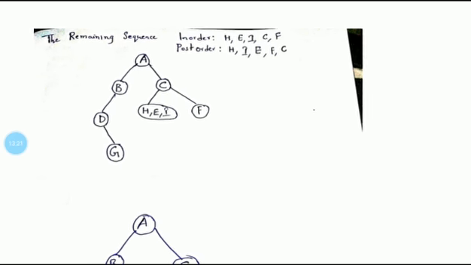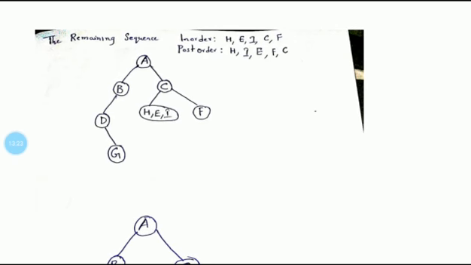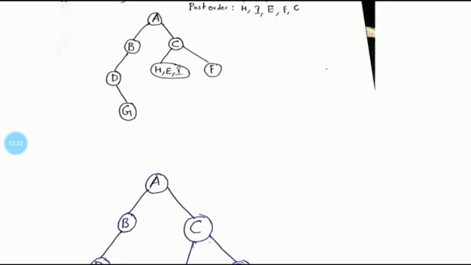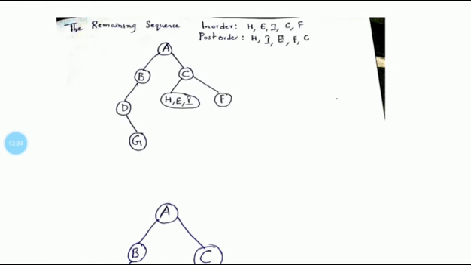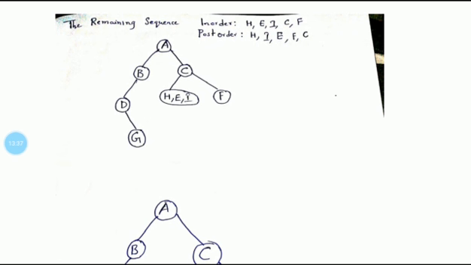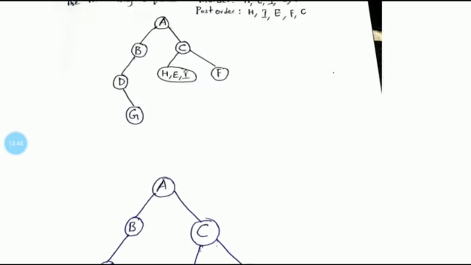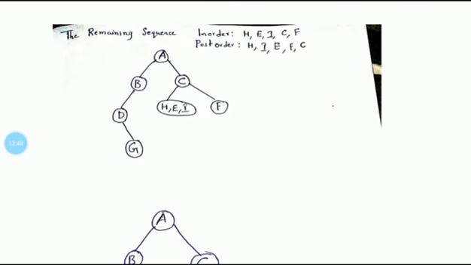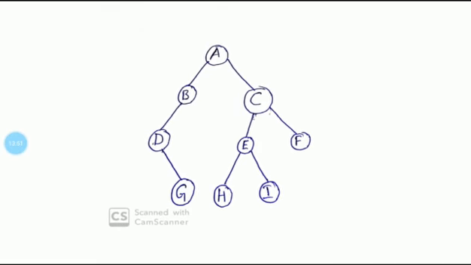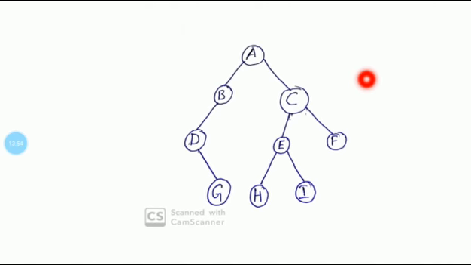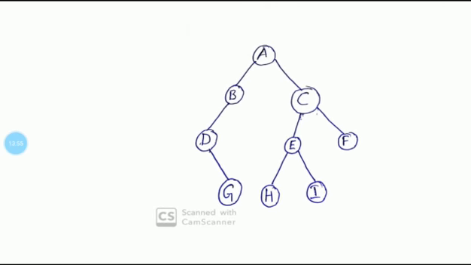So F is a simple single node, so we don't have any problem. But here three nodes are left in the left part of C. So in these three elements HEI, which becomes the root node, by observing the post order sequence, E appears last. So E is the root node, and to the left of E, H is there, and to the right of E, I is there. So H is the left child and I is the right child of E.